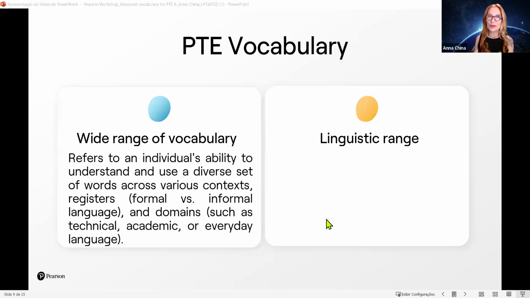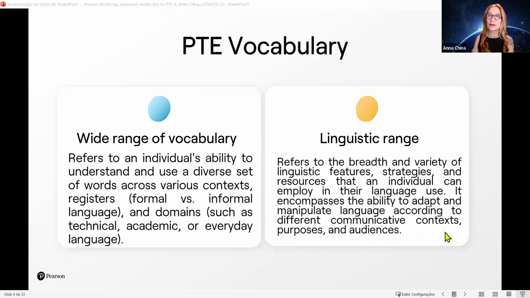the student, or the speaker, will know the difference between formal and informal, the difference of technical language and academic and everyday language. Okay, linguistic range is using topic-appropriate language. Now, linguistic range refers to the wide variety of linguistic features that a student has in their own hard disk, let's suppose, and the ability to adapt and manipulate language according to the different communicative context and purpose, and even to whom you're speaking, right?